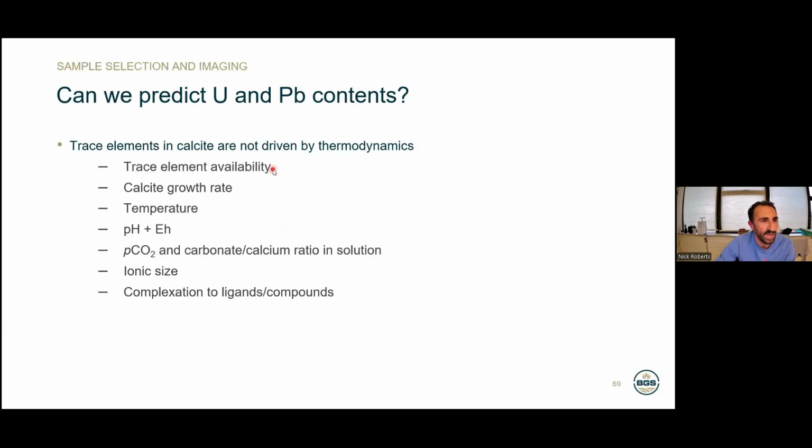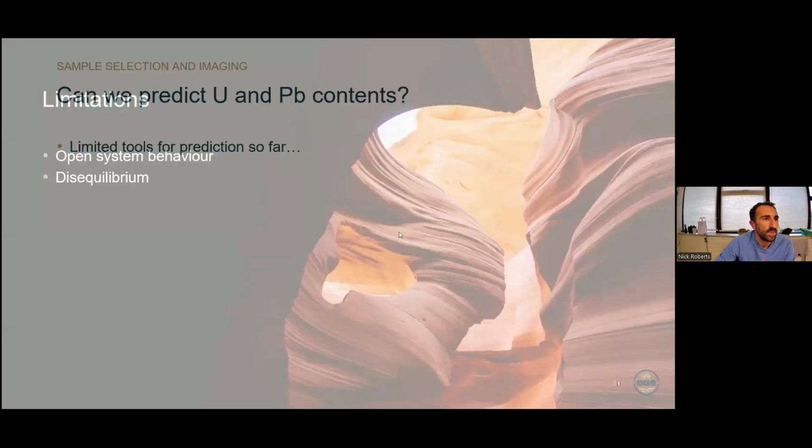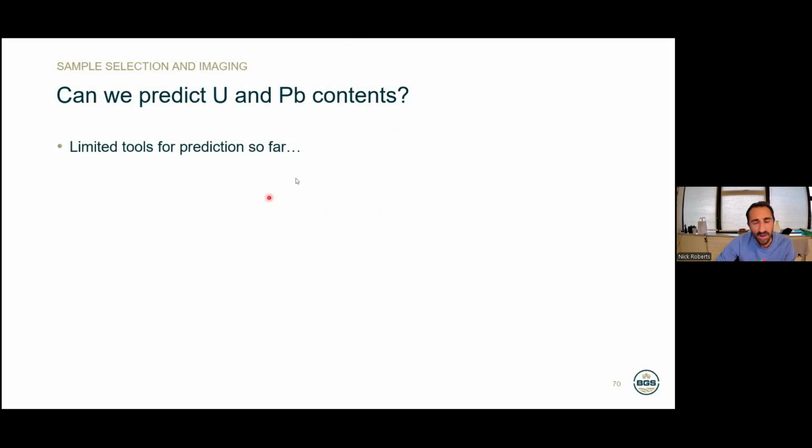There's the trace element availability, calcite growth rate that affects the incorporation of elements, temperature, pH and Eh, the carbonate and calcium ratios in solution, and other minerals that are going to form compounds and form at the same time. All of these are competing to determine and control how much uranium is being incorporated at any one point in time. So, but hopefully the future is bright.